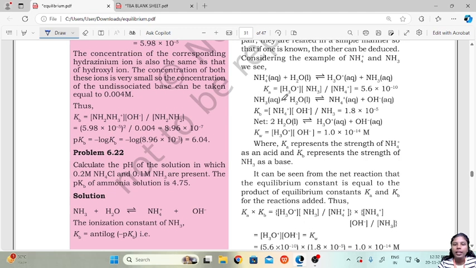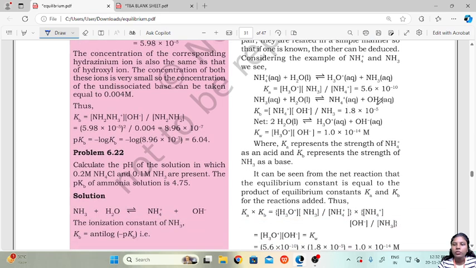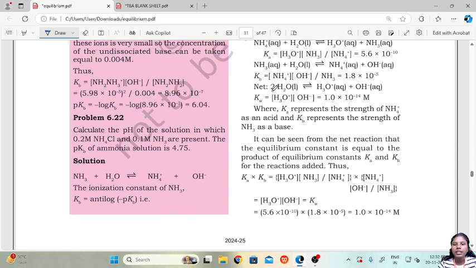Now let's look again at ammonia, NH3 plus H2O giving NH4 plus and OH minus. The reaction has proceeded so that we get Kb as 10 raised to minus 5. If I take out the net reaction of both of these, I get 1.0 into 10 raised to minus 14 molar, where Ka represents the strength of NH4 plus as an acid and Kb tells us the strength of NH3 as a base.